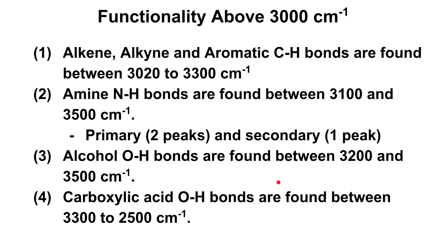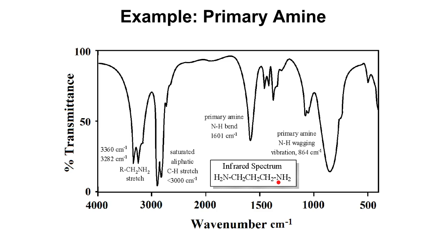So let's take a look at some visual examples. Here's a primary amine, and the main thing you want to focus on is this doublet stretching right up here, and you can see it says 3360 and 3282. This is for the primary amine. Now you have two primary amines here, but this molecule is symmetrical. So similar to NMR, when you have symmetrical groupings, you are also going to have a symmetrical signal that just overlaps here. So this is a classic example of an amine stretch that's above the 3000 region.